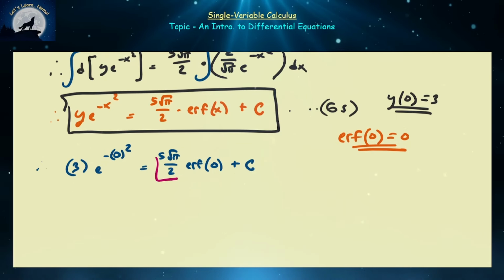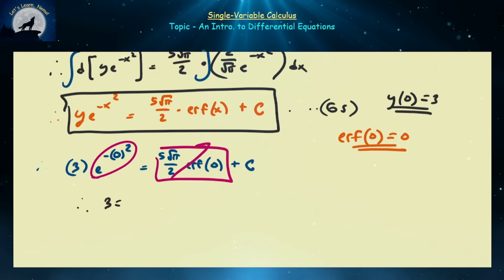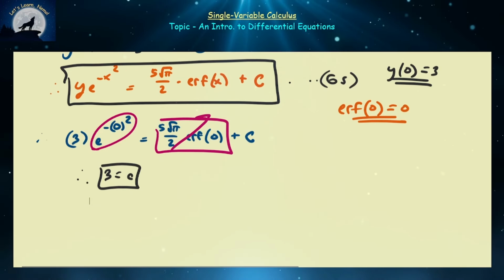What do we have here? This term is going to cancel because the error function of 0 is equal to 0. This is equal to 1, and then we're going to have 3 on the left. So we're going to have 3 is equal to c. So that is our arbitrary constant. Then we can just throw this back into our equation, and then we can get our particular solution.